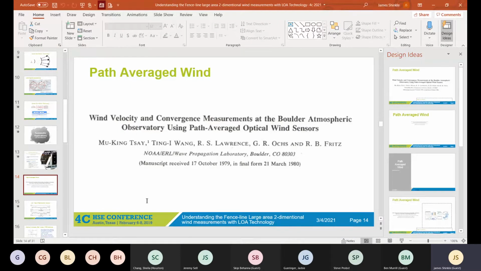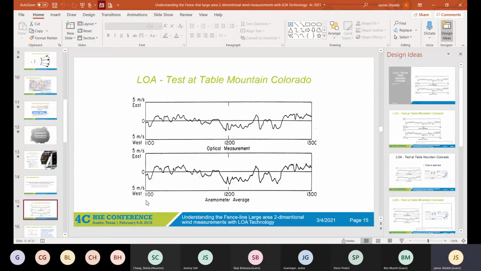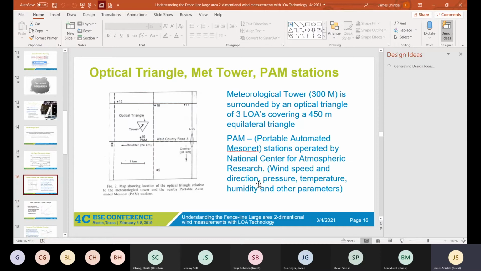This is the one where I think you'll find interesting when we talk about path averaged wind. This is a paper done by Dr. Wang and a few others. At Table Mountain, we looked at a section between Denver and Greeley to watch pollution drift. We shot this over a number of miles, and we compared it to 10 different anemometers. You see the average of the optical measurement up here, and then the average of the anemometer readings. It was kind of difficult with the anemometers because they were jumping around, but the path average gave us a good reading that the LOA does work.